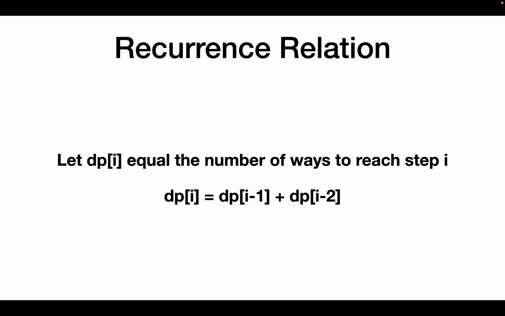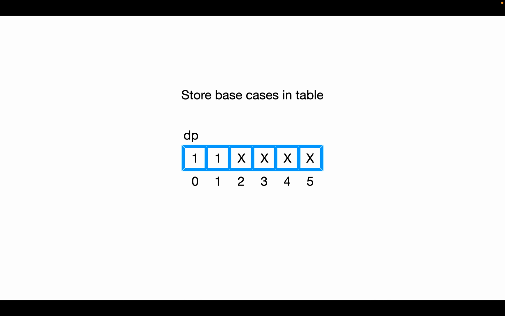So in the bottom-up approach, again, you need a recurrence relation. The only difference now is that we're talking about array elements instead of function returns. So let dp[i] equal the number of ways to reach step i. dp[i] equals dp[i-1] plus dp[i-2]. So let's visualize what's going on here.